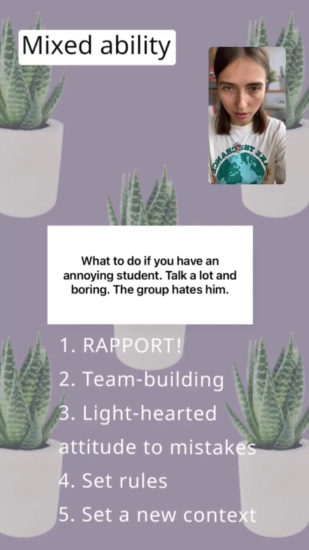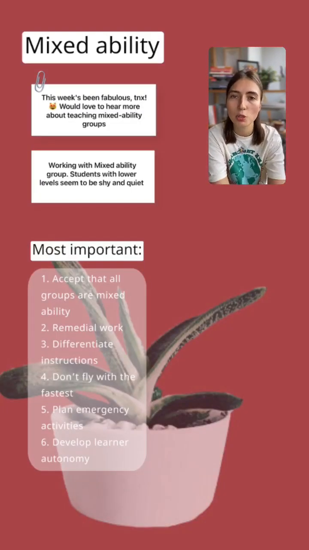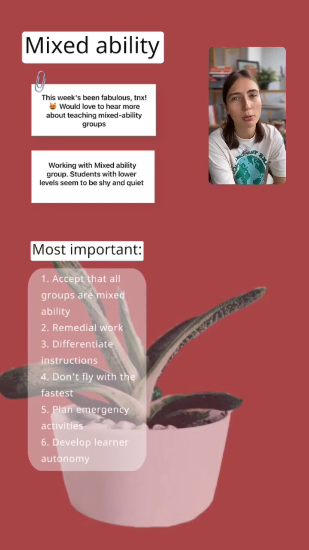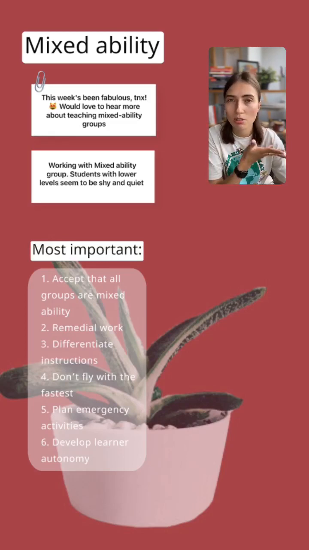Okie doke, let's move on to the next question. A couple of questions were about mixed ability. There was a question about, can you give a little bit of a summary about mixed ability? What are the most important things to bear in mind? And one more question was about how we group students. Do we put weaker students and more talkative students with shy students, or what's the strategy? So let's unpack it one by one.